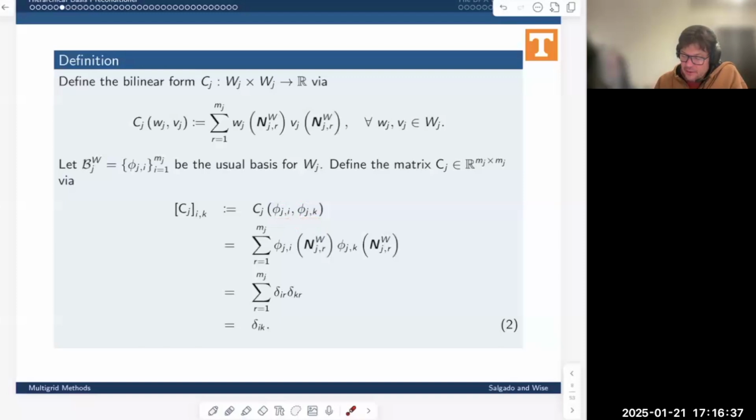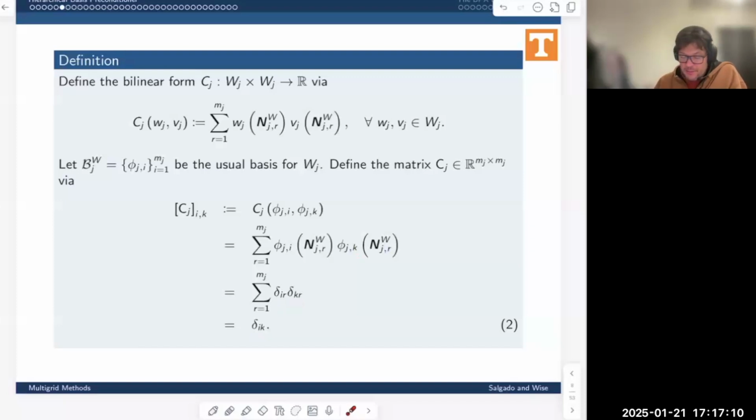Now, what happens when I evaluate the basis elements at the nodes? Well, the basis elements are either 1 or 0 at the nodes, according to whether or not these two numbers I and R are equal. If they're equal, then it's a 1, and if they're not equal, it's a 0. Same here. If K and R are equal, then it's a 1, and if they're not equal, it's a 0. So that gives me two Kronecker delta symbols. And if I sum two Kronecker delta symbols in this way, I get just one Kronecker delta symbol. It's pretty easy to see that.